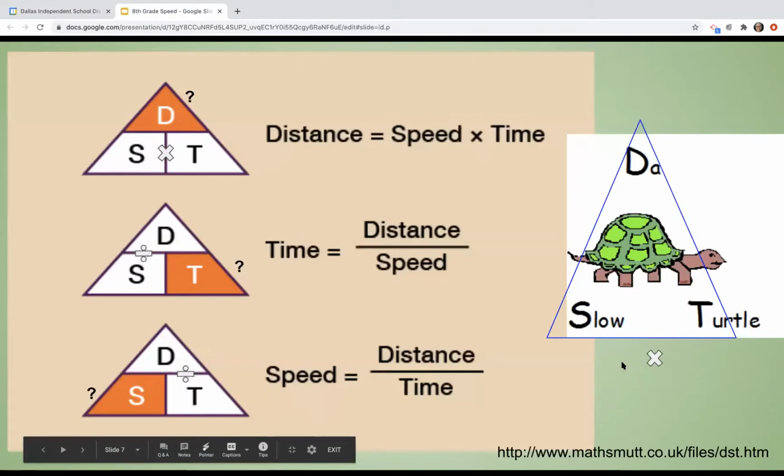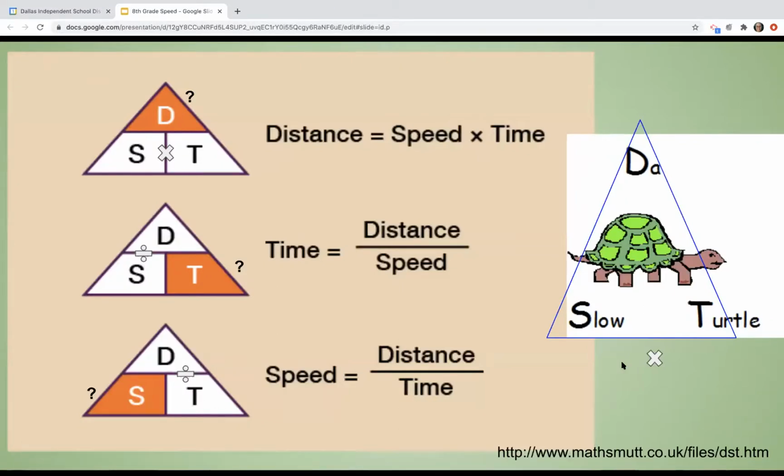An easy way for you guys to remember your formulas and whether you're going to divide or multiply is just to create a simple triangle. If you have a word problem, all you're going to do is draw a triangle on your paper. And then if you remember the saying, "duh, slow turtle," and I know it sounds kind of slang, but it really does help you remember. You have your triangle drawn, and then "duh, slow turtle" is written inside it. Duh stands for distance, slow stands for speed, and turtle stands for time.